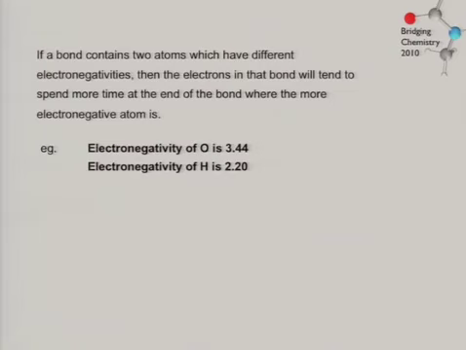So if we take, for example, oxygen, which has an electronegativity of 3.44. I'm not sure which scale they're using because there's two of them, but they both pretty much tell you the same thing. And if you take hydrogen, which has an electronegativity of 2.2, so we have an OH bond, which you guys should be fairly familiar with now. What happens is that the electrons will tend to spend more time at the oxygen end than they will at the hydrogen end, because the oxygen is more electronegative.